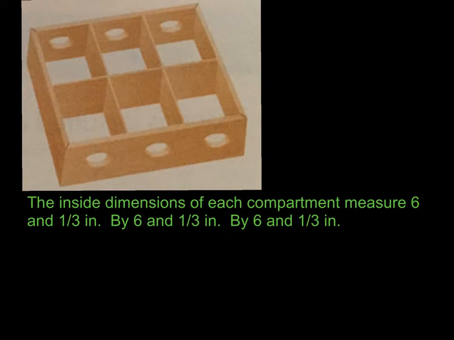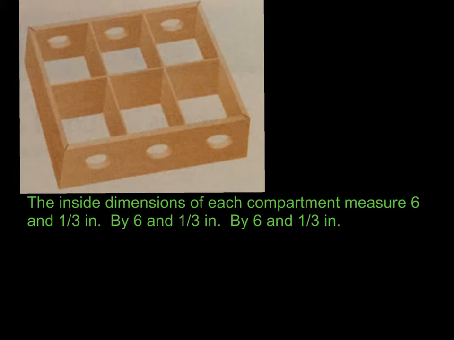The inside dimensions of each compartment, which there are 6 of, measure 6 1/3 inches by 6 1/3 inches by 6 1/3 inches. What this means is that each of these little rooms for each bird is identical, and each of them is just kind of like a cube. If you were to cover the top and the bottom, you would have a cube because all sides would be exactly the same. So what we see is that we have a length, a width, and a height of 6 1/3 inches.